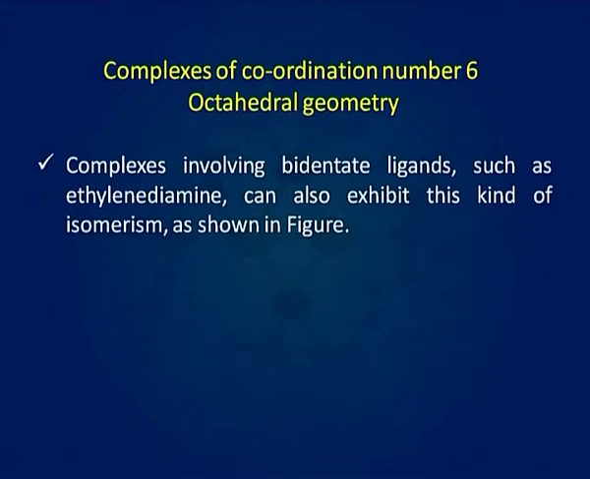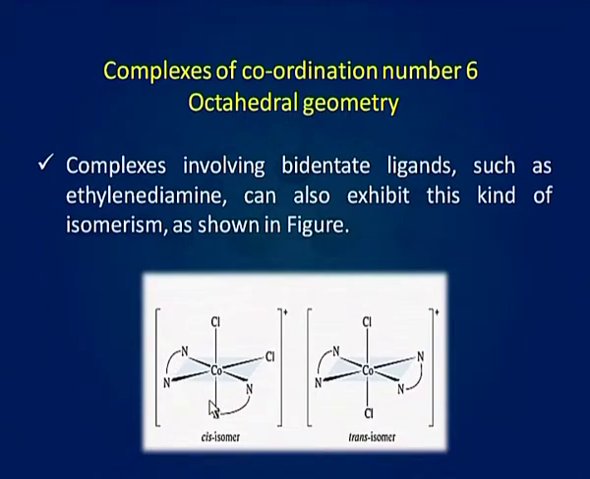The complexes involving bidentate ligands such as ethylenediamine can also exhibit this kind of isomerism. You can see in this figure, this is a cis isomer as the bond angle between the two similar chlorine atoms is 90 degrees. But in this form, as the bond angle between the two similar chlorine atoms is 180 degrees, hence this is a trans isomer. The two ethylenediamine ligands are shown in this way.